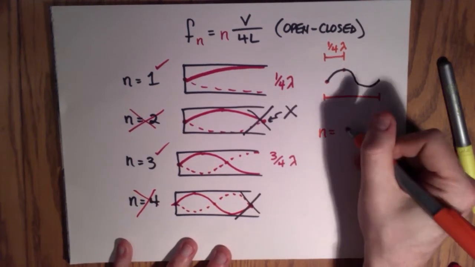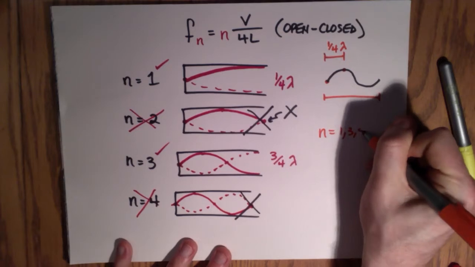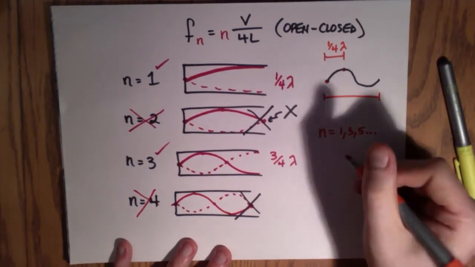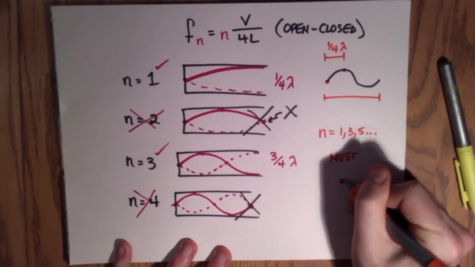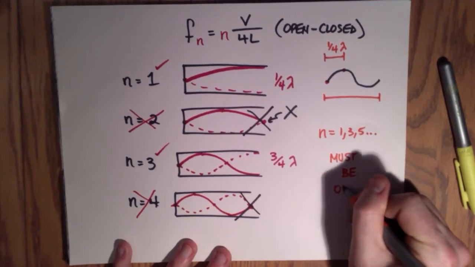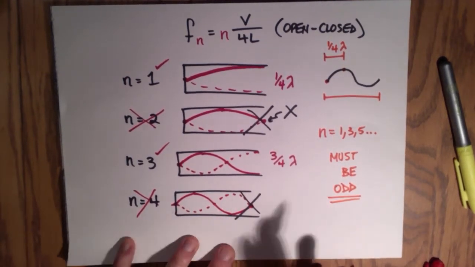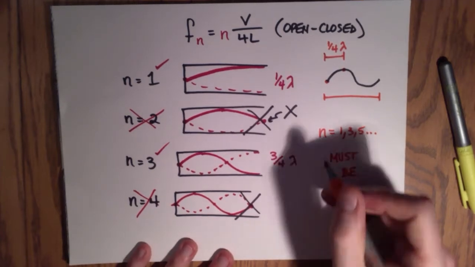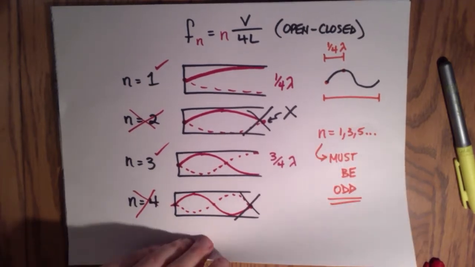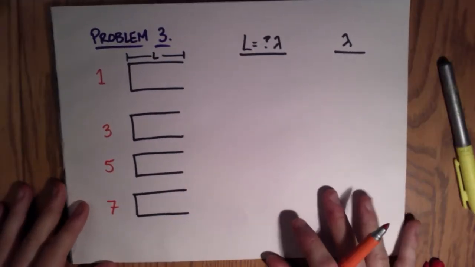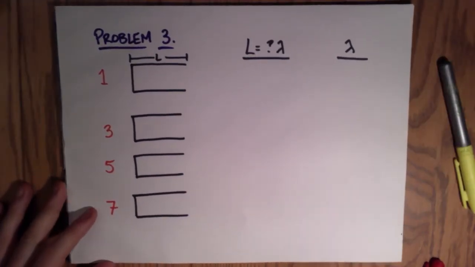So if we take a look, n can only be 1, 3, if you continue this 5, 7, 9, must be odd. All right, and that's an important concept to realize, must be odd. And again, one is closed, one is open. That's kind of odd. They're a little bit different. Maybe that helps you, but n must be odd in this case. So moving forward, if we understand that, we should be able to take a look at problem number 3.